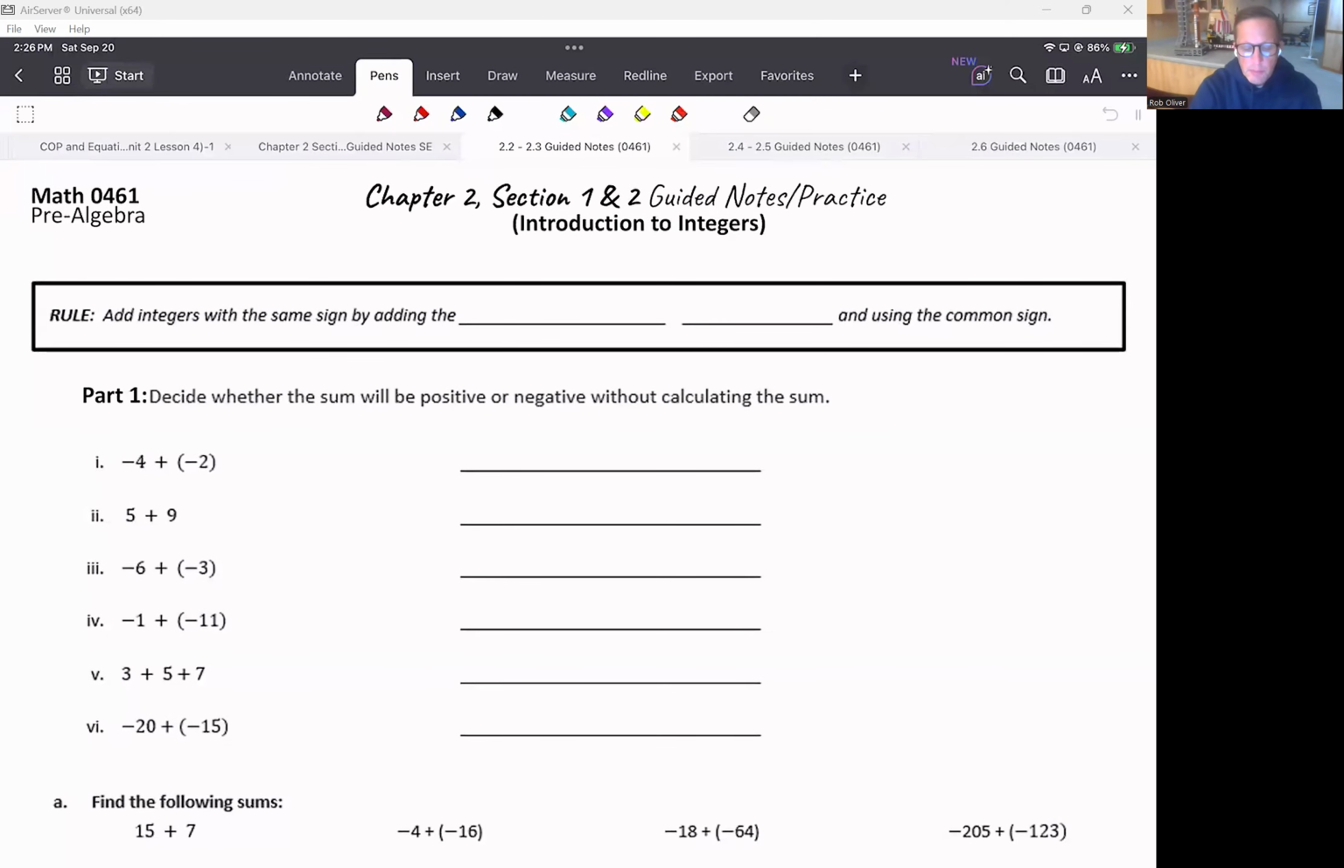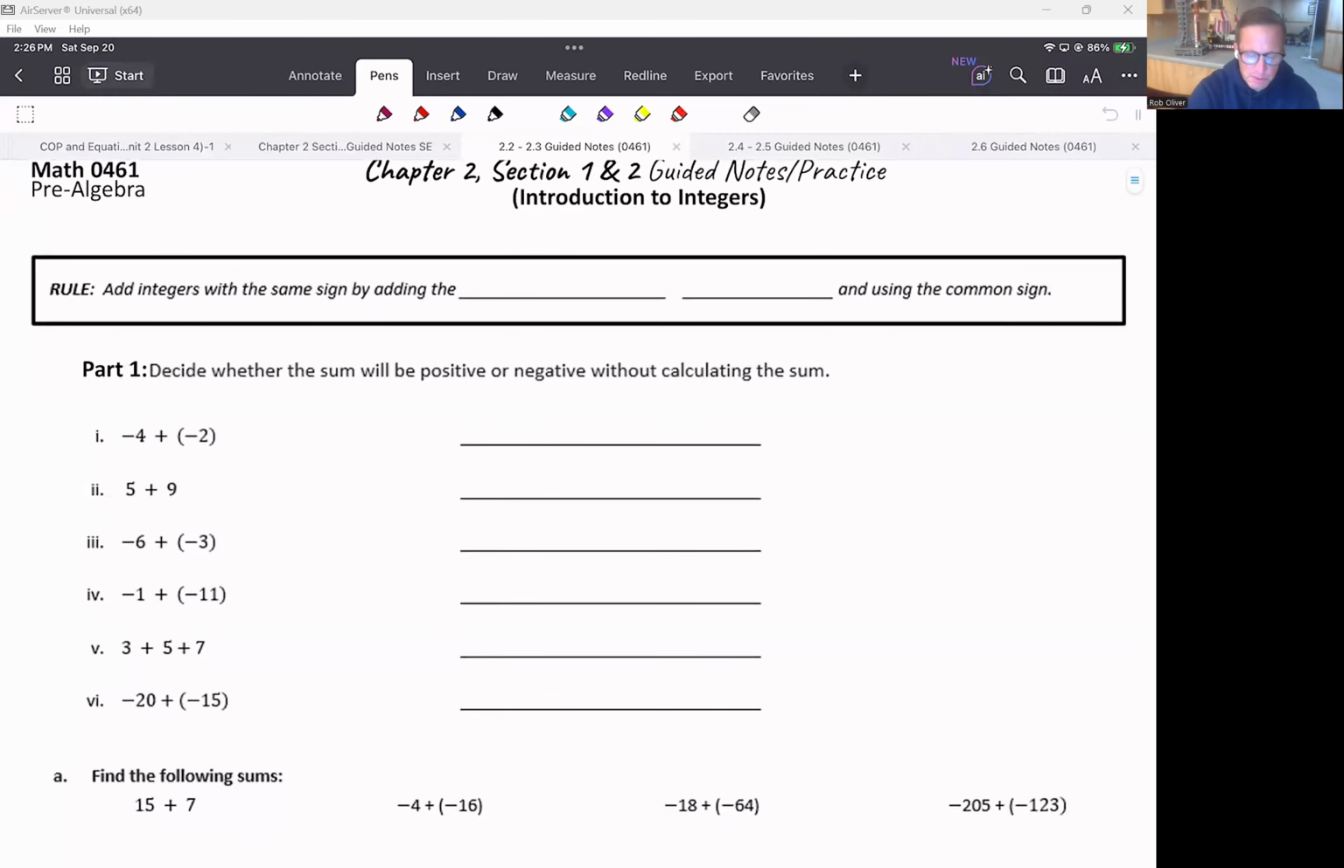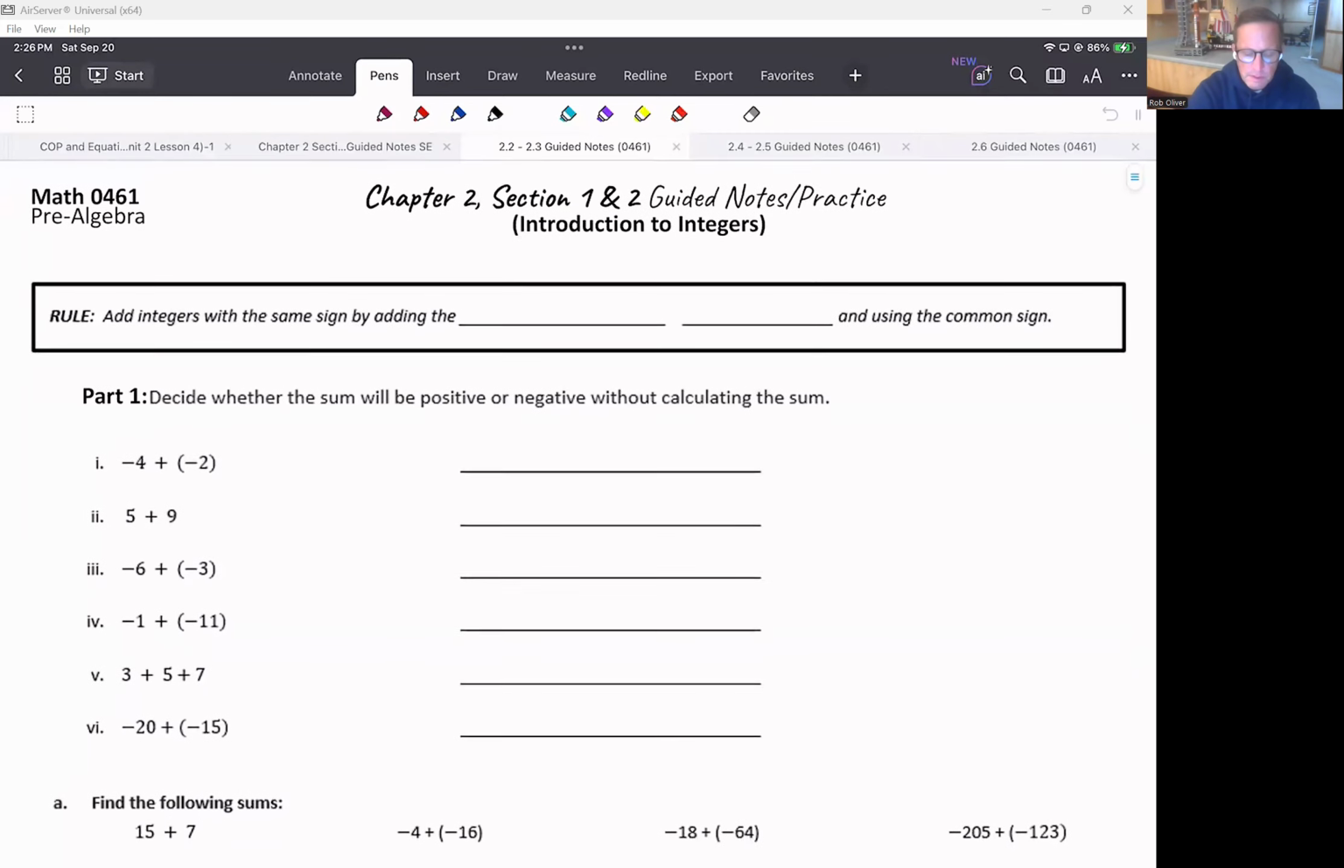Okay, let's get into chapter 2. Now, what I did was I combined sections 1 and 2. They kind of blend into each other anyway, so I just put them together. So we're going to cover sections 1 and 2 here first, right? This is all about integers, putting signed numbers together, adding and subtracting them, with positive and negative numbers.